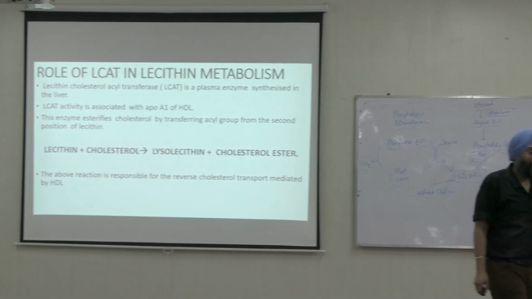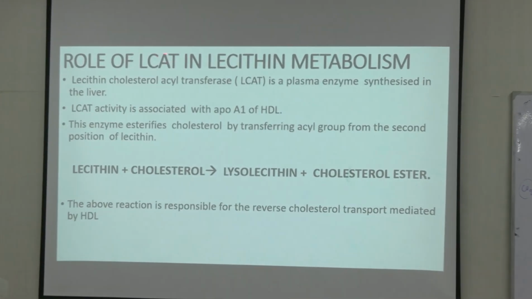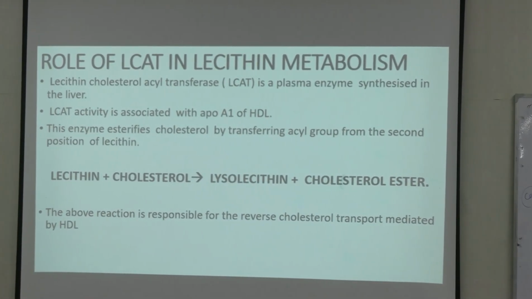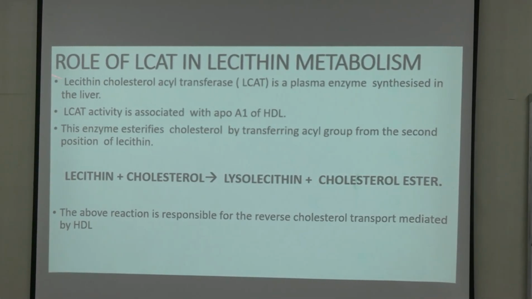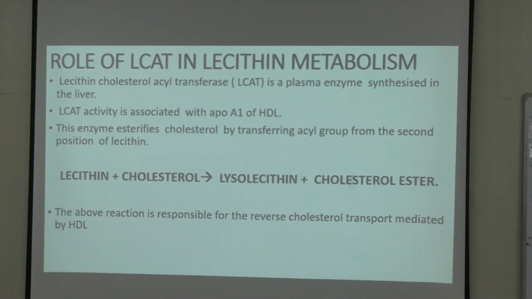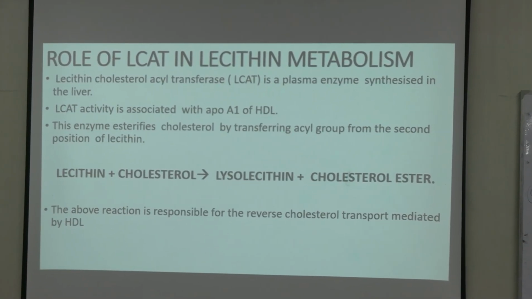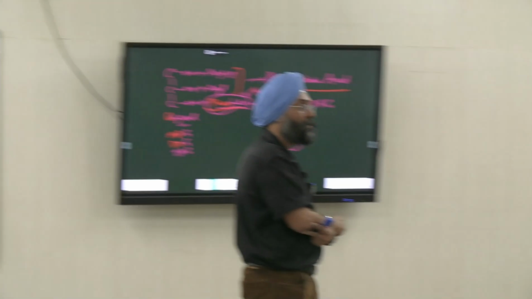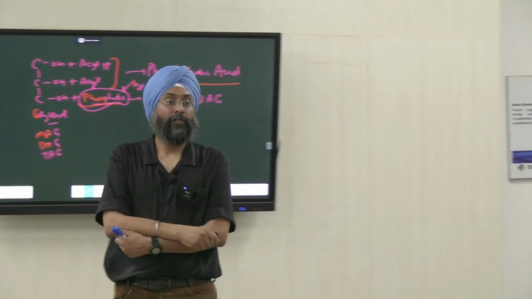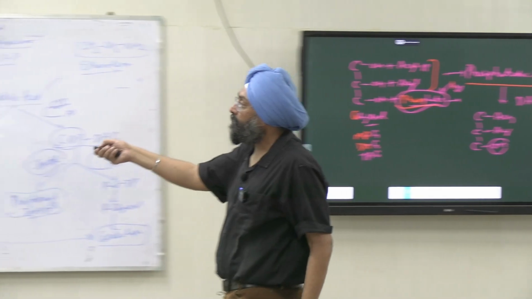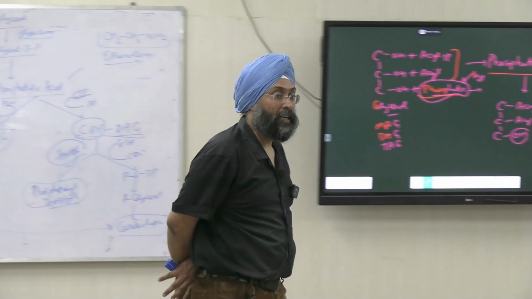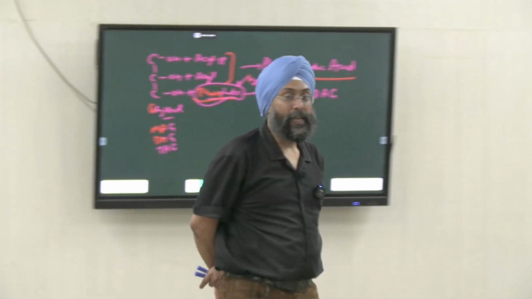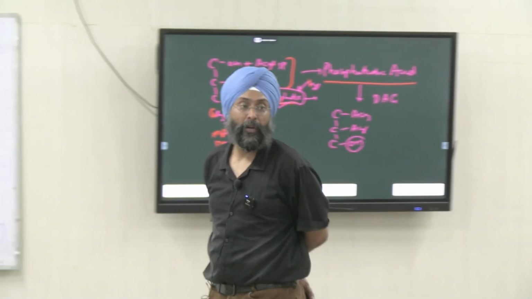It is from lecithin. It is lecithin cholesterol acyltransferase. Right? It has a very important role in cholesterol metabolism, and it is synthesized in the liver, and it is associated with ApoA1 of HDL. What is HDL? Good cholesterol, right? And LDL, bad cholesterol. So it is associated with HDL. So what will be the good function? It will help in reverse cholesterol transport and it will help in decreasing the cholesterol level of the body, right?